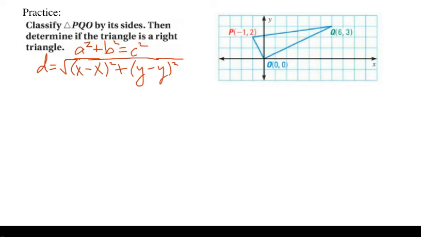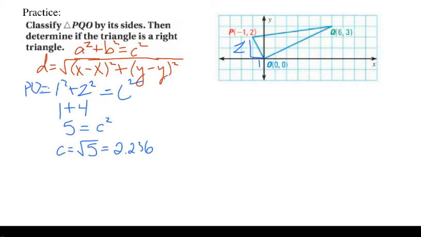So in the first side over here, between point P and O, I can see that in my picture there's one across and two high, so I'm going to do my a squared plus b squared equals my c squared, so the distance of that. You can see the rest of my work that once I square it, I get 1 and a 4. I add them together to get my 5. I take the square root of it to find my c, which gives me 2.236. So that's the distance between P and O.